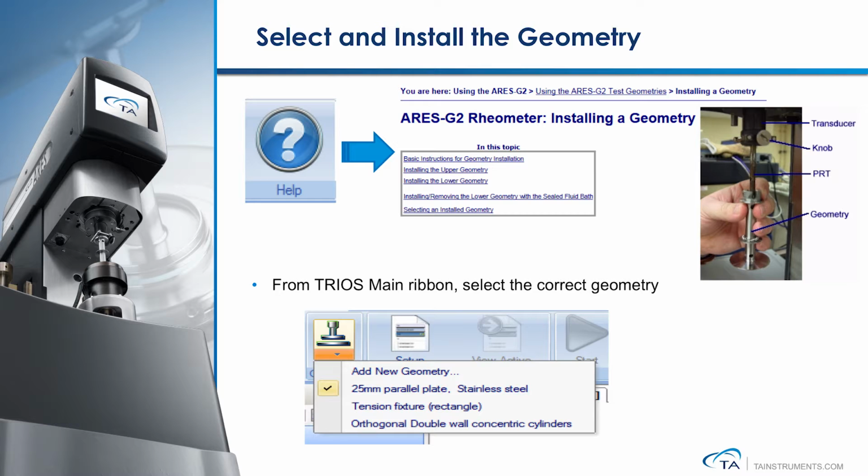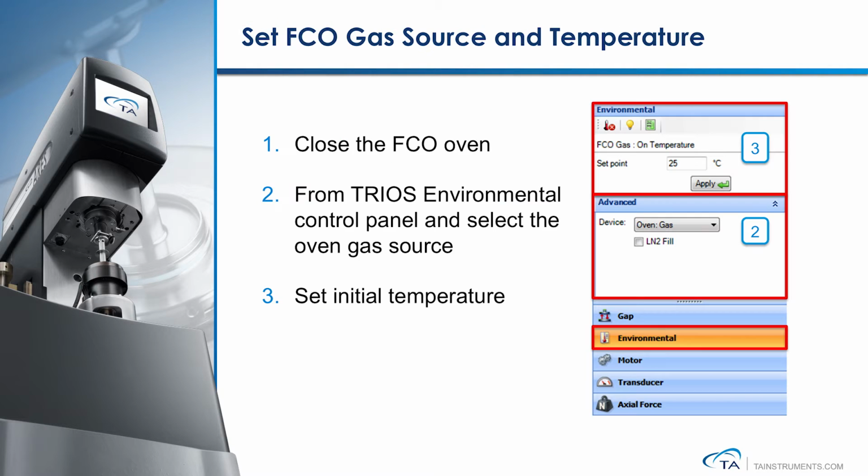After the installation, go to TRIOS software. From the upper main ribbon, select the correct geometry that has been installed. For the FCO oven users, an appropriate gas source needs to be selected to purge into the oven for temperature control. For example, when testing a sample under subambient conditions, the liquid nitrogen source needs to be selected. When testing polymer melts, a dry nitrogen source, which is shown as gas in the software, is commonly used to protect the sample from being oxidized during measurement.